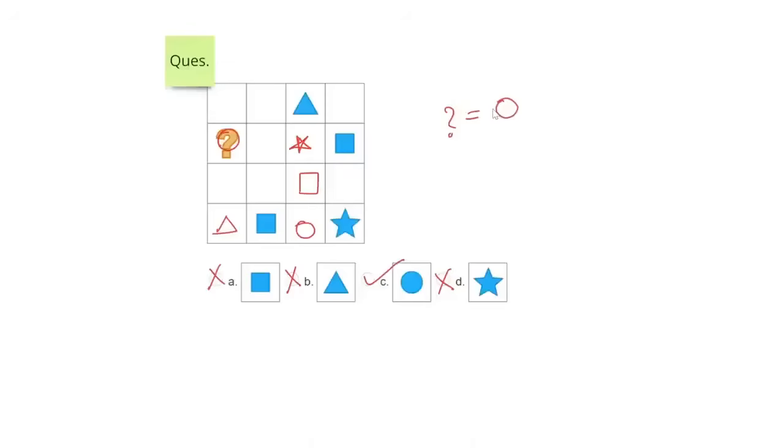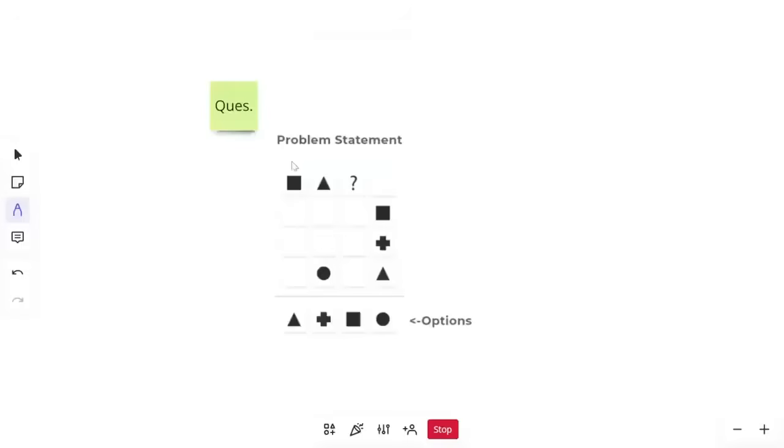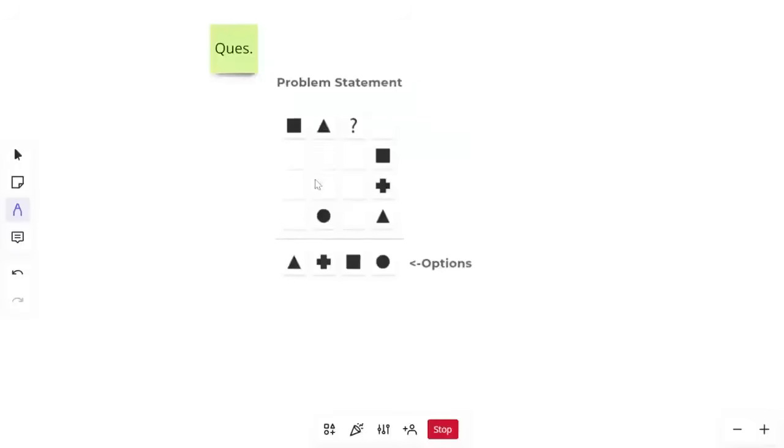Moving on to the next one. Let's look at this question. In this question, we have this problem statement where we need to find out which of the given symbols will come in place of the question mark. Let's try to solve this. Before that, if you want to understand how this logic works, I would suggest that you pause for a second, try to think on your own, and then proceed.